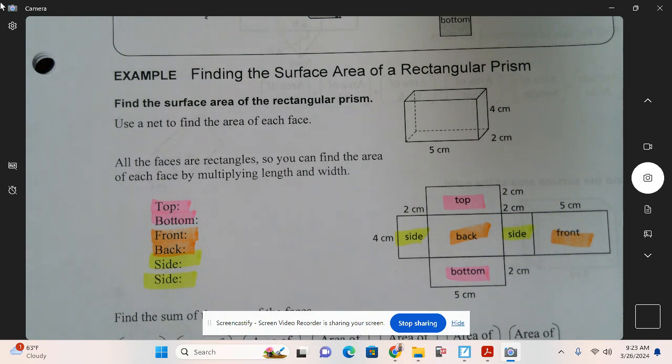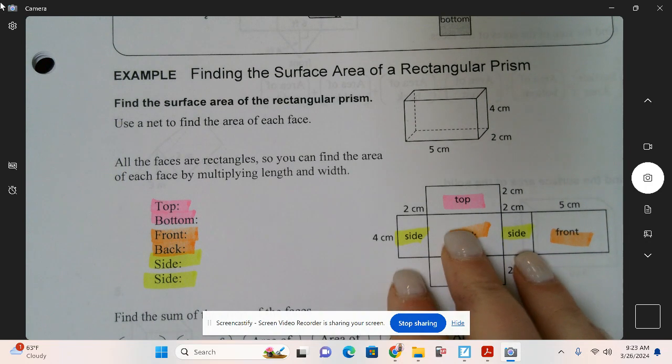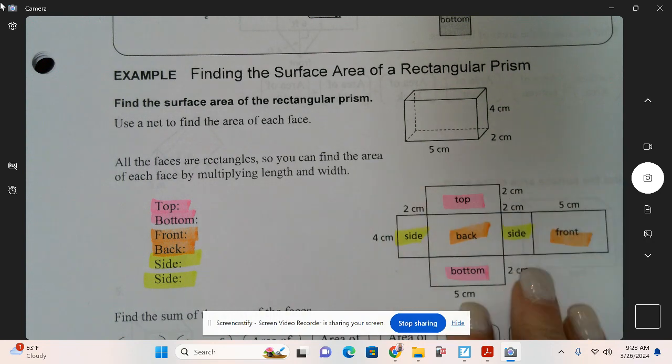So if I know the area of the front, I also know the area of the back. And if I know the area of one side, I also know the area of the other side. If I know the area of the top, I know the area of the bottom. So really, we only have to find the area of three shapes. They've already kind of labeled the numbers for us, which is great. But there's some things I want you to see as far as our side lengths, which ones are congruent or which ones are the same.